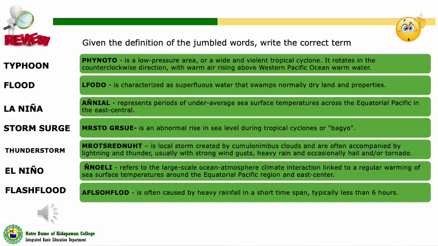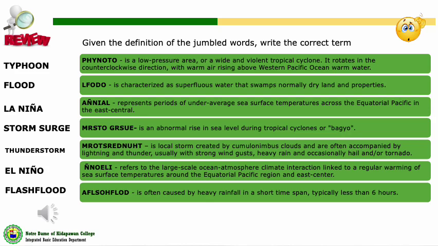Then we have LFODO, which is characterized as superfluous water that swamps normally dry land and properties. Okay, so the correct answer is flood. Then we have ENYE NIAL. This represents period of under average sea surface temperatures across the equatorial Pacific in the East Central Pacific. Okay, so the correct answer would be La Nina.